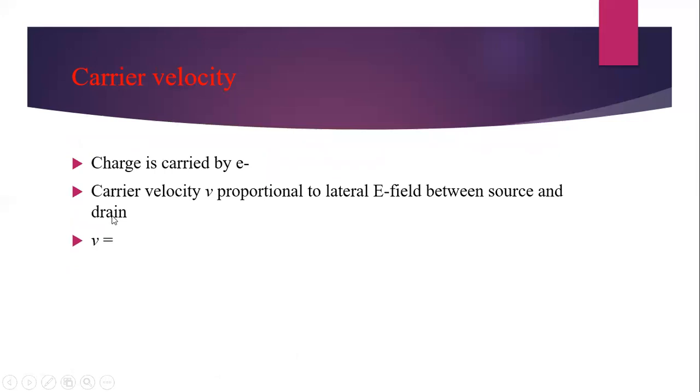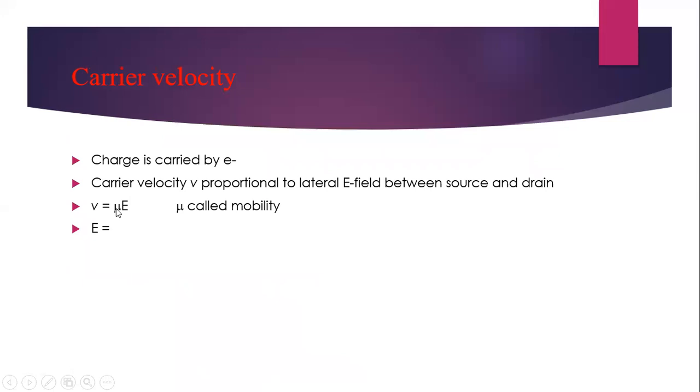Next one is carrier velocity. Here the carrier is the electron, and the carrier velocity is proportional to the lateral E field between source and drain. So the charge carrier velocity is equal to mu into E, where mu is the mobility of the charge carrier. And E is the applied electric field, that is equal to V divided by L, and here the voltage is the drain source voltage, so E is VDS divided by L. On substituting this, we get velocity equal to mu VDS divided by L.